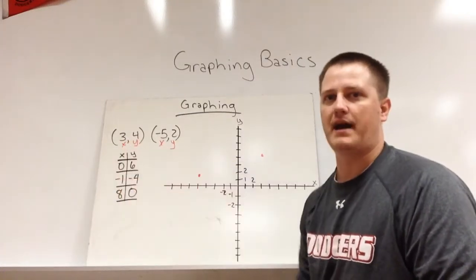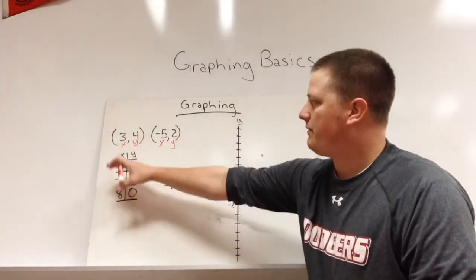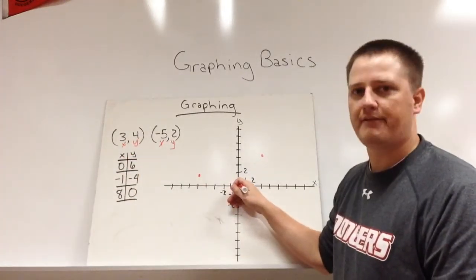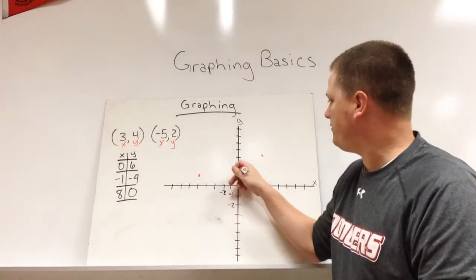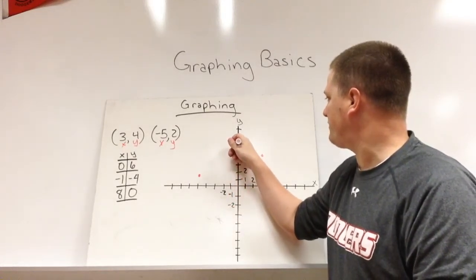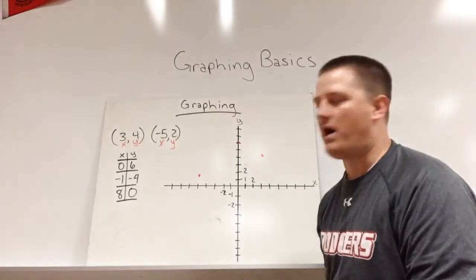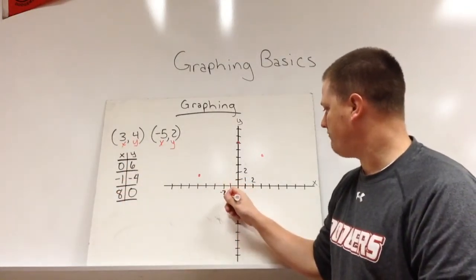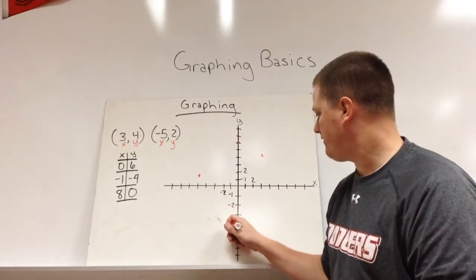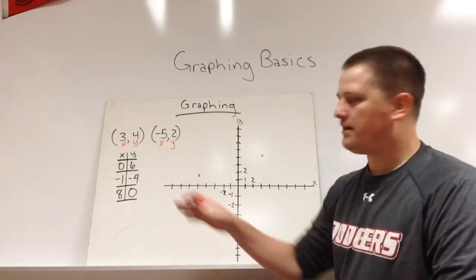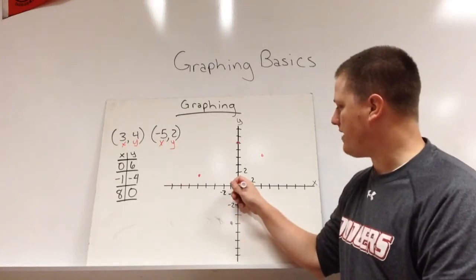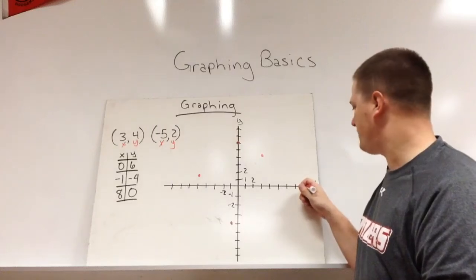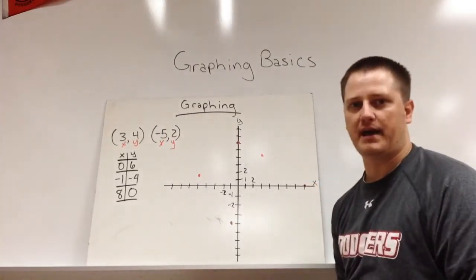Sometimes we like to write this out as a table, so then we can graph this table. I've got 0, 6. This is telling me to go 0 left or right, but 6 up. 1, 2, 3, 4, 5, 6. So that one's right on the y-axis. This is -1, -4. So -1, down 4. 1, 2, 3, 4. And then our last one is 8, 0. This is saying 8 right. 1, 2, 3, 4, 5, 6, 7, 8. And 0 up and down puts it right on the x-axis.